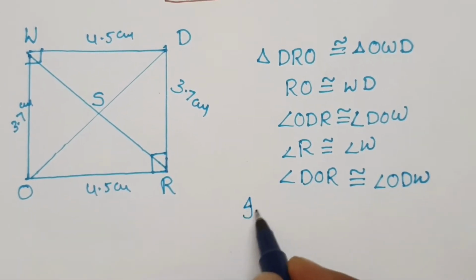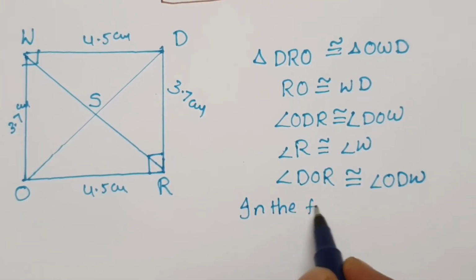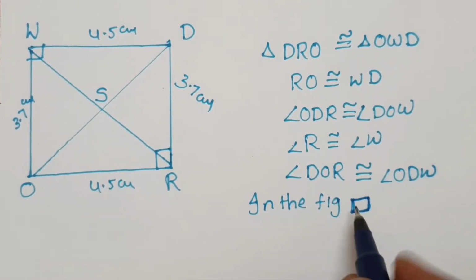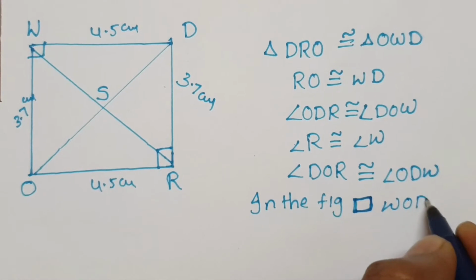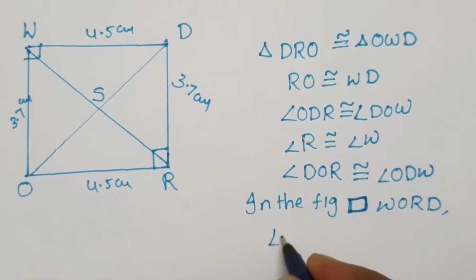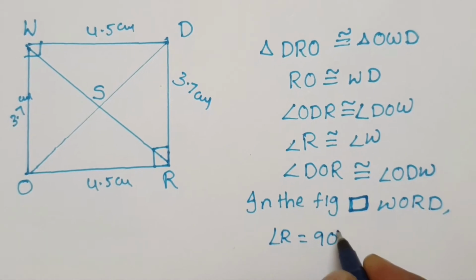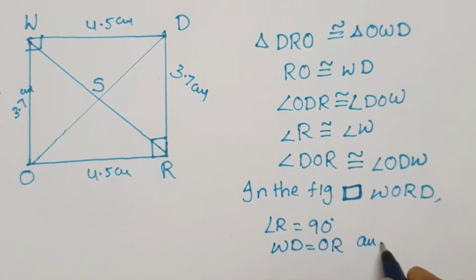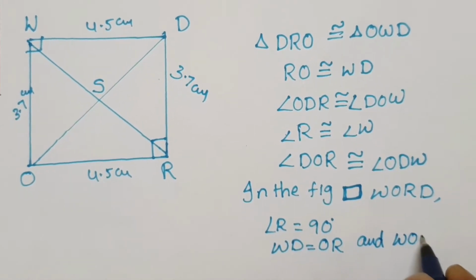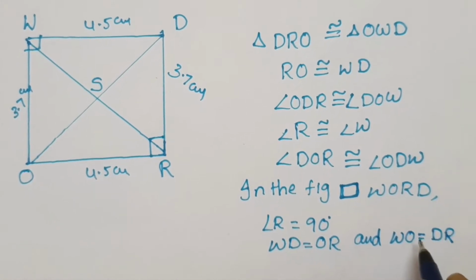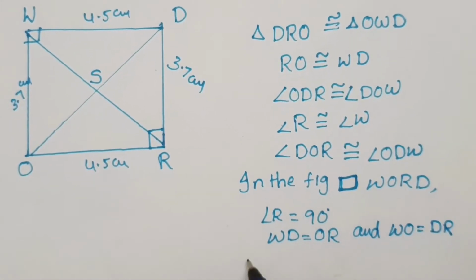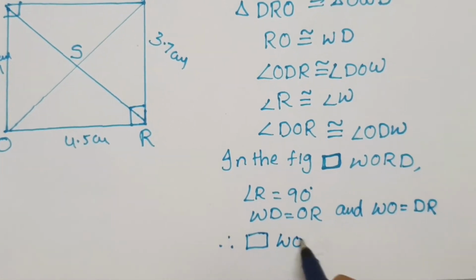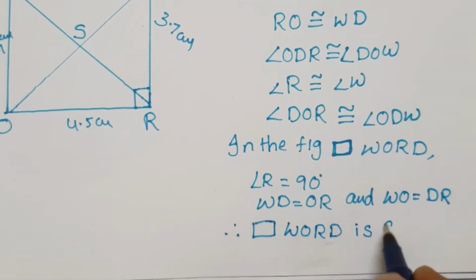And in the figure, observe in the figure, rectangle WORD. Angle R is a right angle, means 90 degrees. WD is equal to OR, and WO is equal to DR, meaning what are equal, what are congruent. Therefore, that figure is a rectangle, meaning WORD is a rectangle.